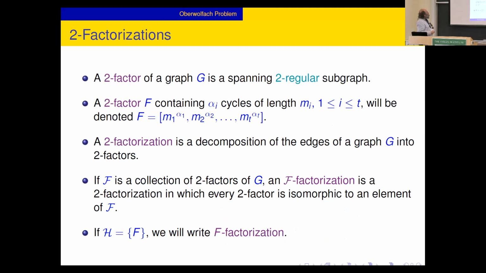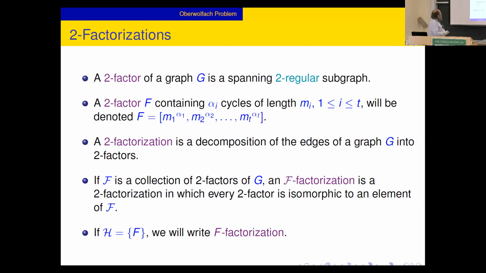You've seen all of this before. A 2-factor is a spanning 2-regular subgraph. The big difference, of course, is that I put my exponents on the right. Andrea put hers on the left. Other than that, it's all the same. A 2-factorization: we're going to decompose the edges of the complete graph into these 2-factors that we've talked about.